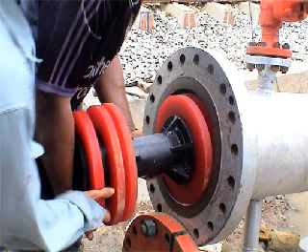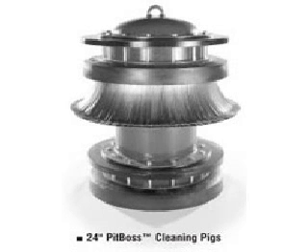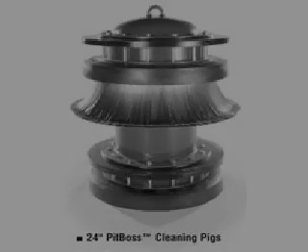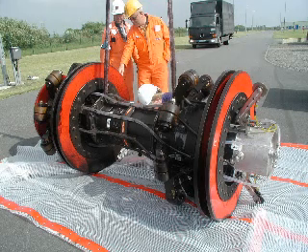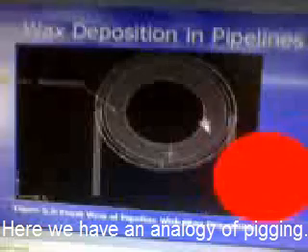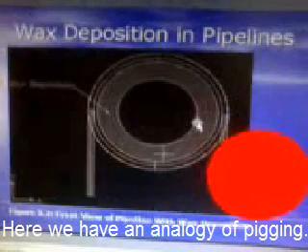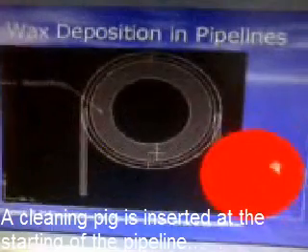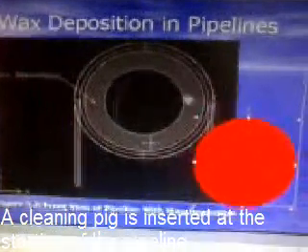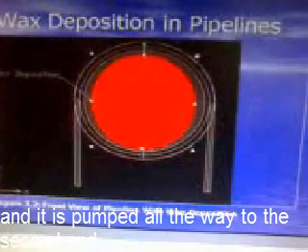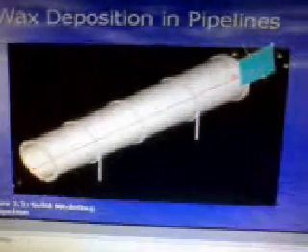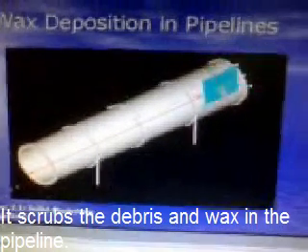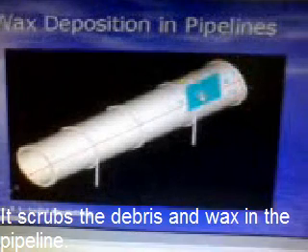Pigging is a technique often used to clean out the debris and other impurities remaining inside the pipeline, so that the goals of cleaning the pipeline, reducing pressure drop, and increasing efficiency of transportation can be reached. Here we have an analogy of pigging. A cleaning pig is inserted at the start of the pipeline, and it is pumped all the way to the second end. It scrubs the debris and the wax in the pipeline.